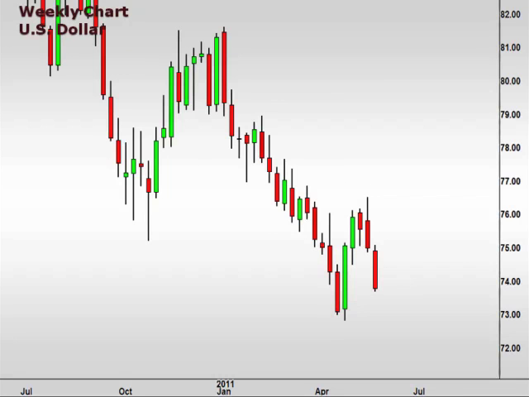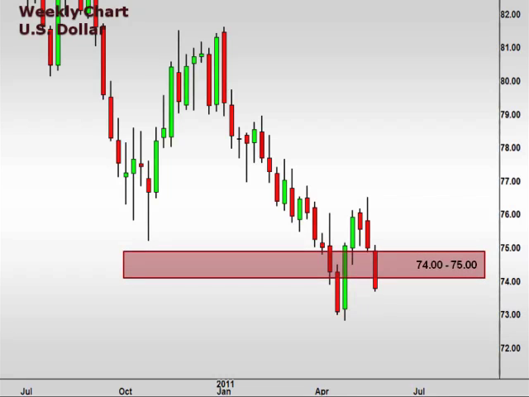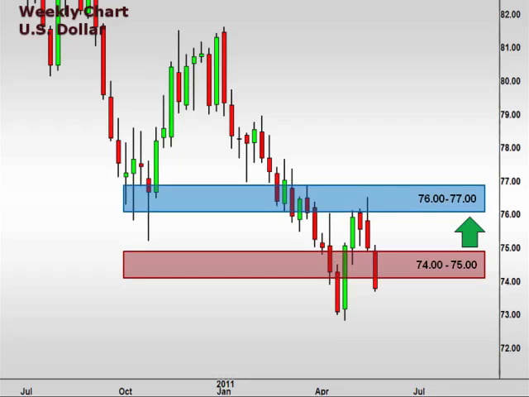Let's start with a look at a weekly chart of the US dollar index. This is a great way to gain perspective as to how the dollar has been trading against a basket of currencies. As you can see here, the US dollar lost significant ground last week, closing below our 74 focal zone. Now, without a reversal back into the 74-75 focal zone, the path of least resistance appears to be to the downside. We need to see a break above 75 to lend credibility to a resumption of the uptrend.